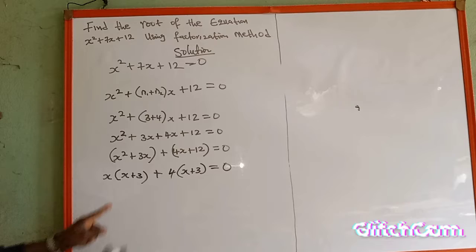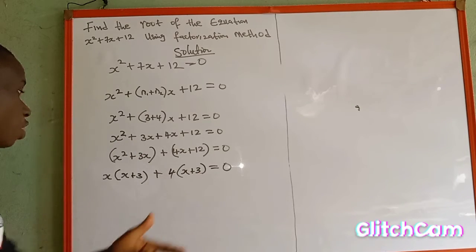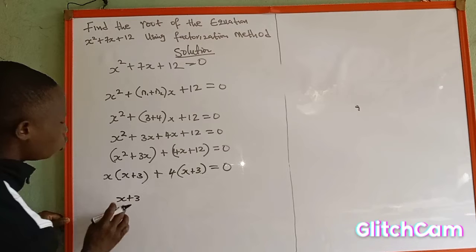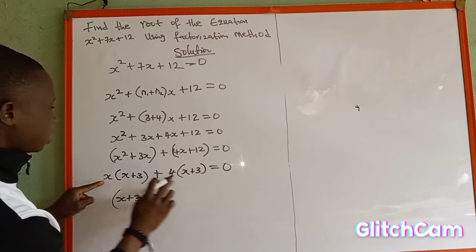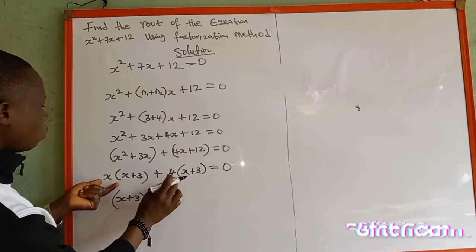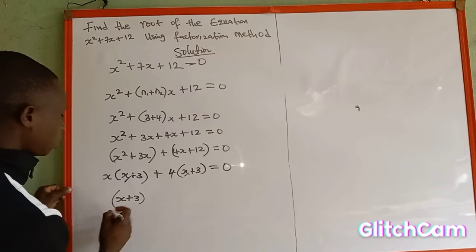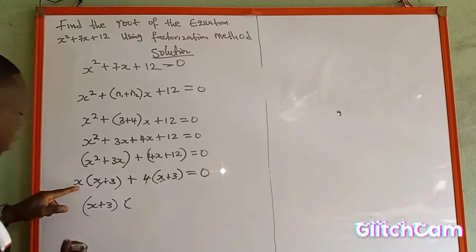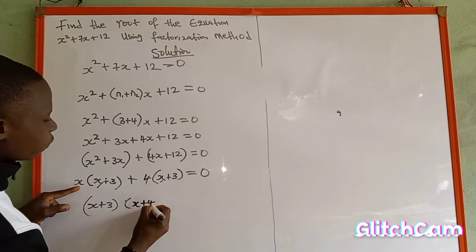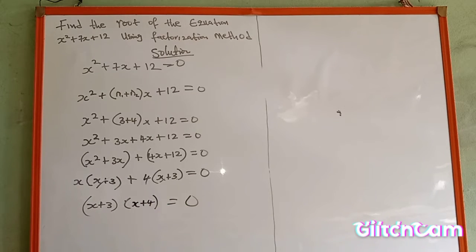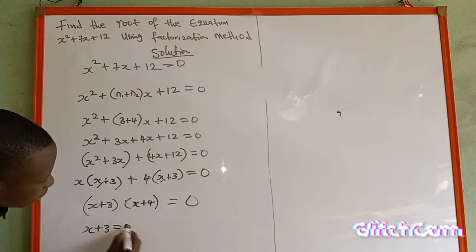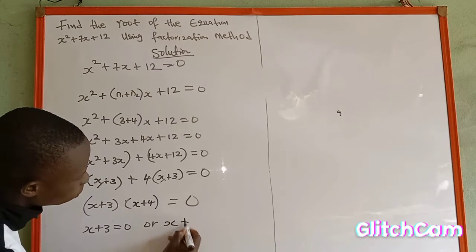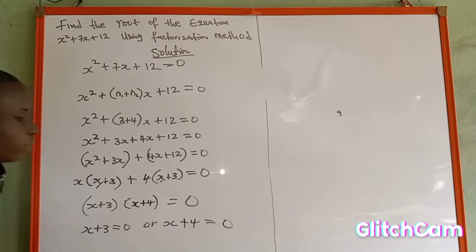If you look at it very well, these brackets are equal. So you pick one, s plus 3. Then the remaining thing here is s plus 4, because we have picked one of them. So we open another bracket, s plus 4, and equate it to 0. So from here, to find the root of this quadratic equation, I can say s plus 3 equal to 0, or s plus 4 equal to 0.